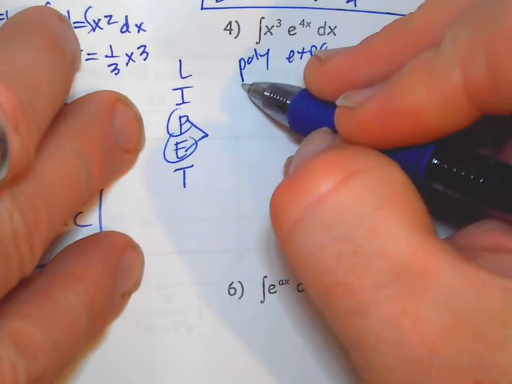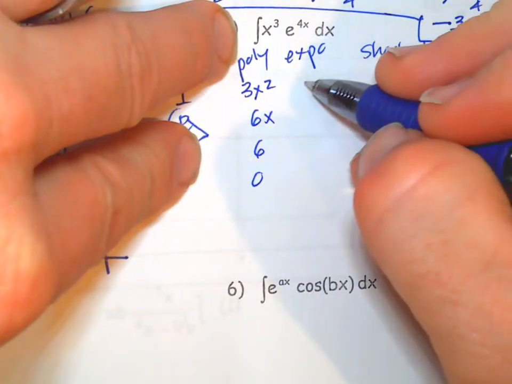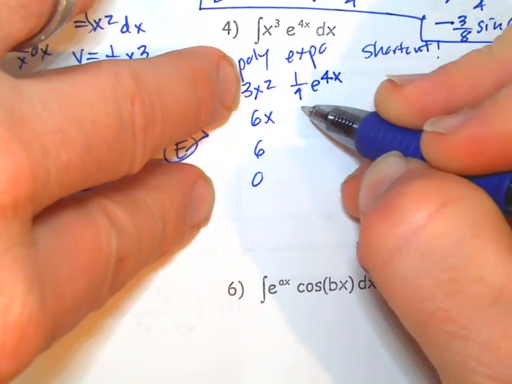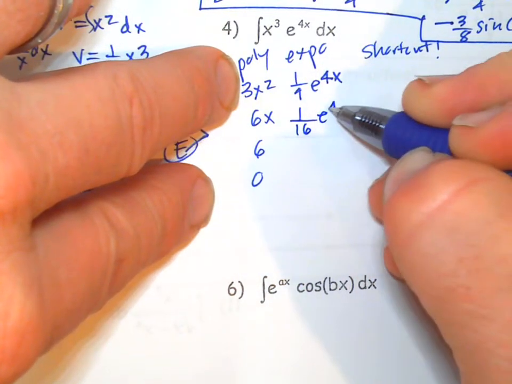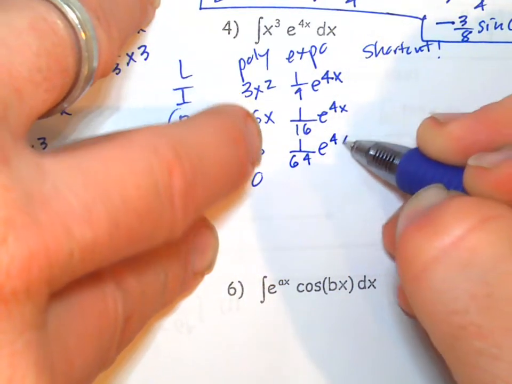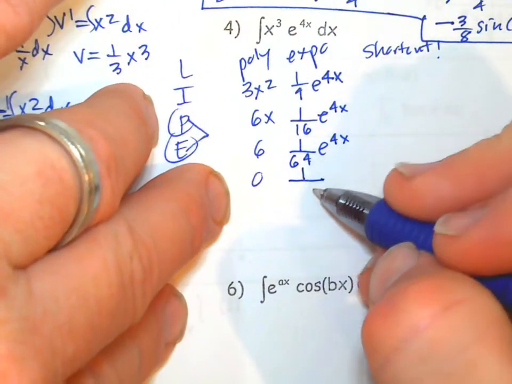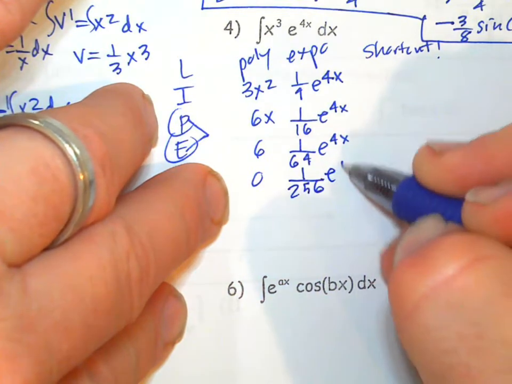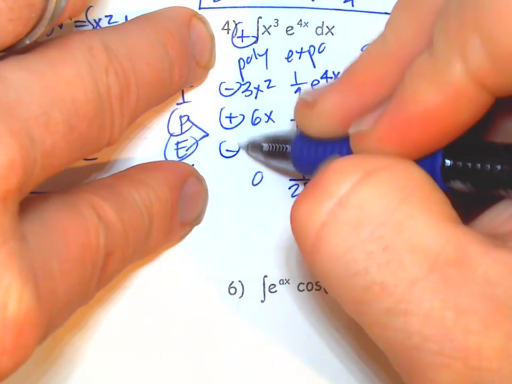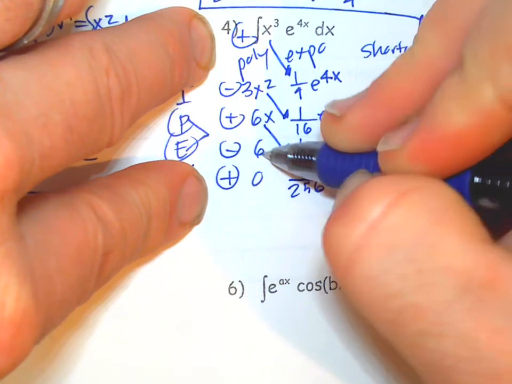Okay, so 3x squared, 6x, 6, 0. This is going to be 1/4 e to the 4x. This is going to be 1/16 e to the 4x. This is going to be 1/64 e to the 4x. And this is going to be 1 over, what's 4 times 64? 256 e to the 4x. Positive, negative, positive, negative, positive, add a diagonal, tic-tac-toe.